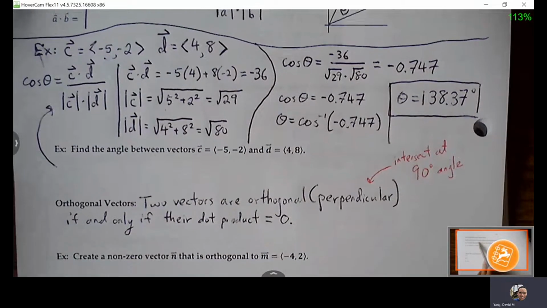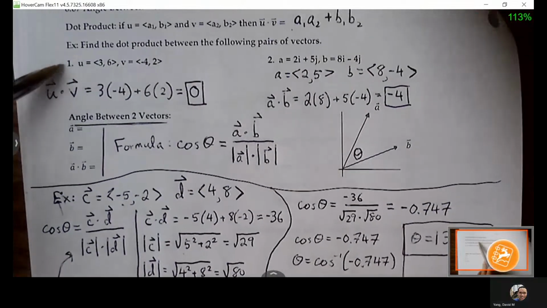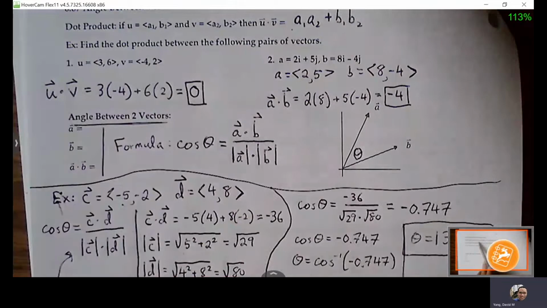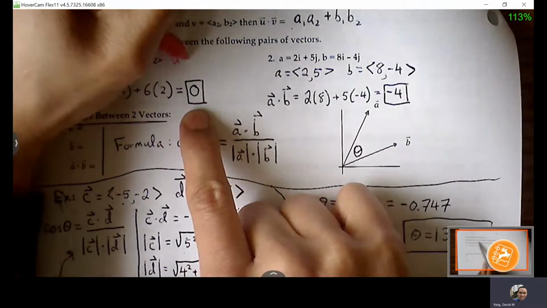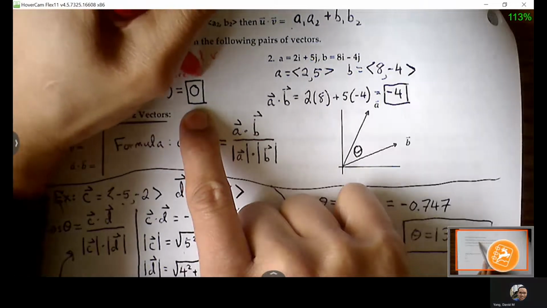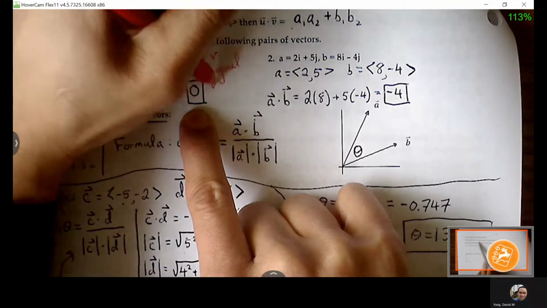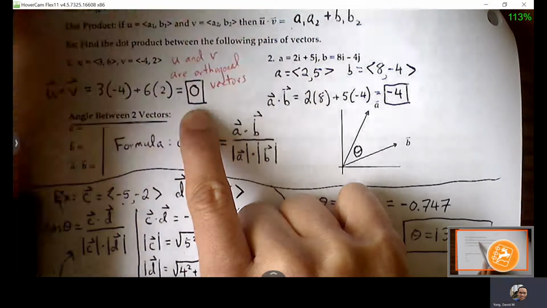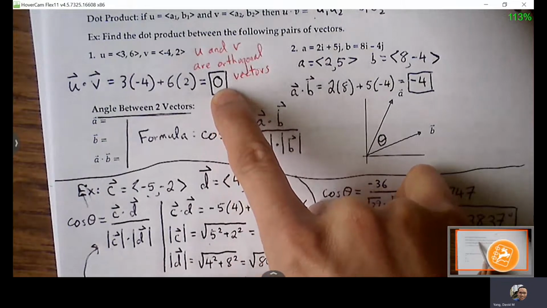So for instance, number 1, you see that the dot product of vector u and v is 0. So this indicates that u and v are perpendicular, or orthogonal. We can put that note above now that we know what that 0 signifies.